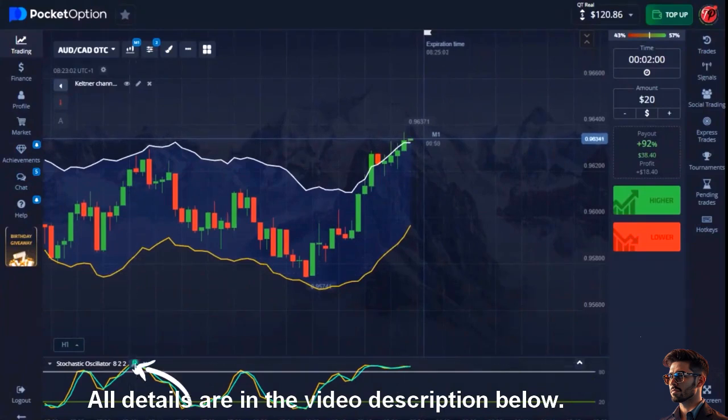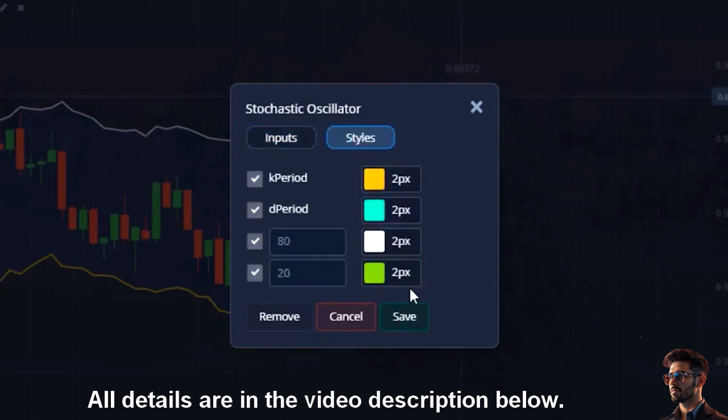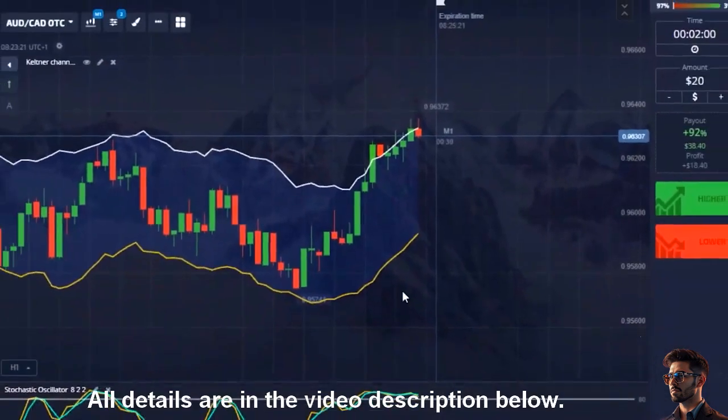Our Stochastic Oscillator indicator comes with a K period of 8, the D period is 2, the smoothing period is 2, where the moving average is SMA. On the style part here, I take all the lines to be on 2 pixels and also change the color so that I can see them clearly. So that's pretty much all you have to do. When you're done, you hit save.